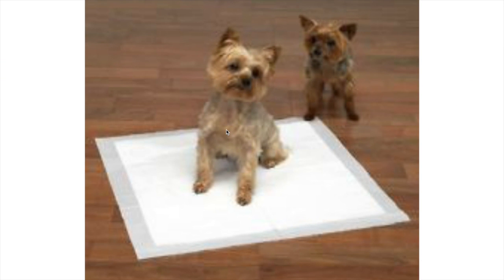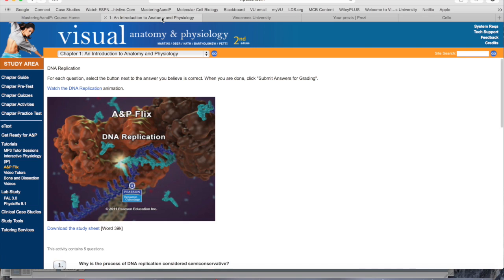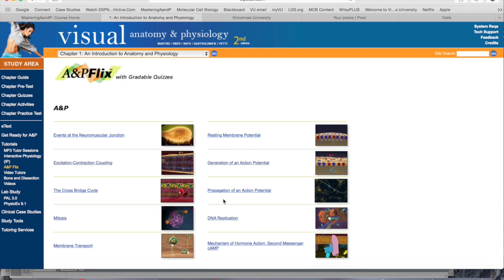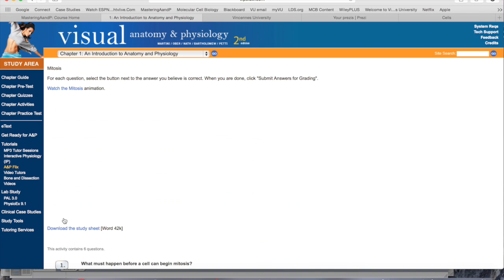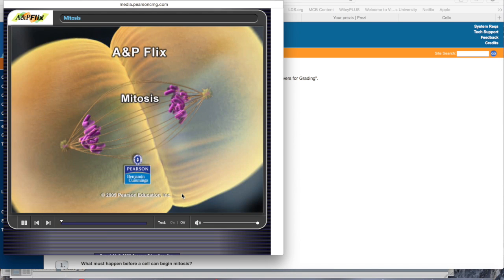Next topic is mitosis, which we said earlier is division of the nucleus. And we have another movie for this. And we're going to come back to this picture after we watch the movie. So mitosis. And you guys can come back and watch these as many times as you want.